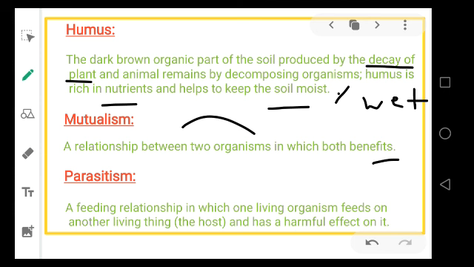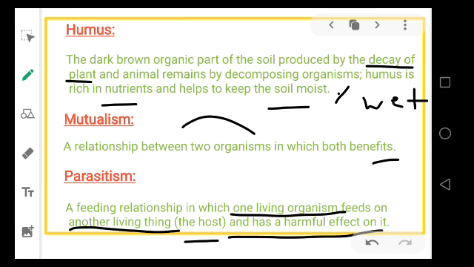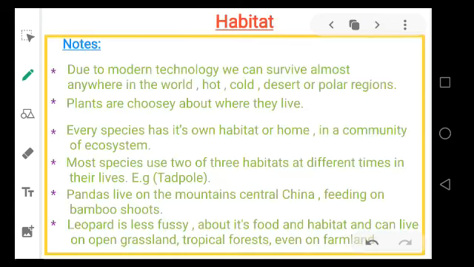Now, coming to the word parasitism, this is a feeding relationship in which one living organism feeds on another living thing, the host. Host means the one on which it is living and feeding, and it has a harmful effect on it. Okay, it provides a harmful effect on it. Now, moving towards habitat.